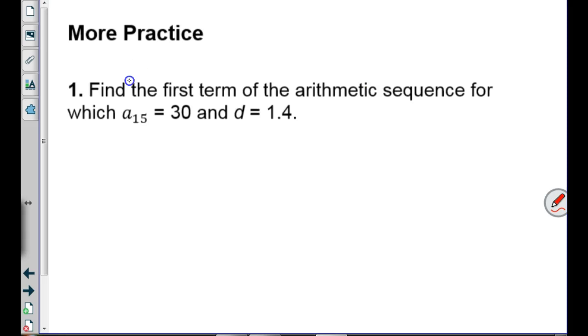All right, more practice. Find the first term of an arithmetic sequence for which the 15th term is 30 and the difference is 1.4. So you did some of this on the worksheet last week, but I'm thinking we need this formula. What do we know?